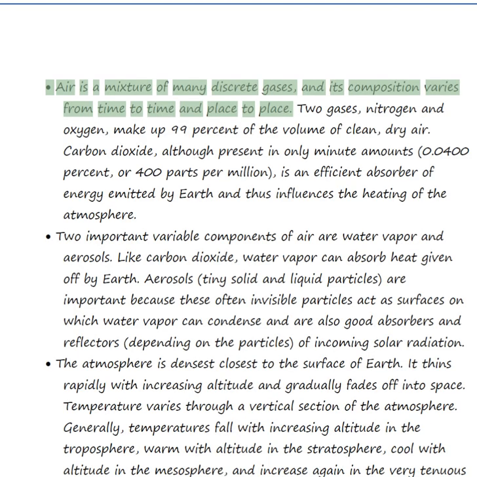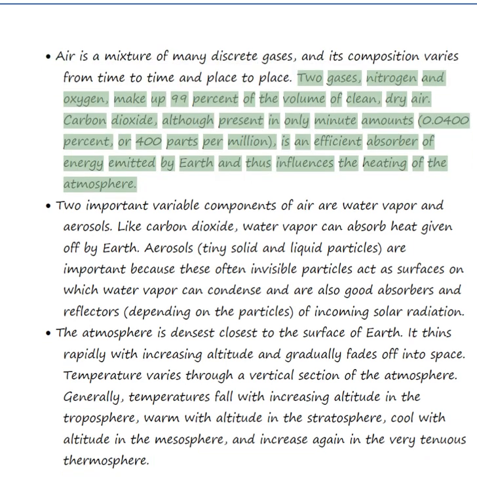Air is a mixture of many discrete gases, and its composition varies from time to time and place to place. Two gases, nitrogen and oxygen, make up 99% of the volume of clean, dry air. Carbon dioxide, although present in only minute amounts, is an efficient absorber of energy emitted by Earth and thus influences the heating of the atmosphere.